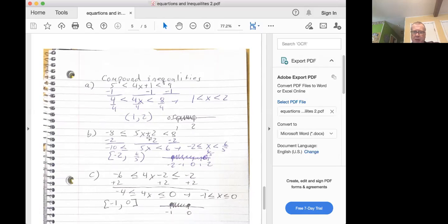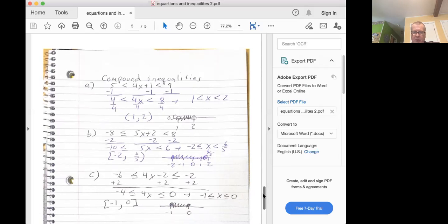For this one, same idea. We'll subtract 2 from everything, then divide by 5, and that gives us minus 2 is less than or equal to x is less than 6 over 5. So we're going to be closed at minus 2, open at 6 over 5 because of the type of inequalities we have, a less than or equal to at minus 2, and a less than at 6 over 5. And so on the number line, closed at minus 2, open circle at 6 over 5.